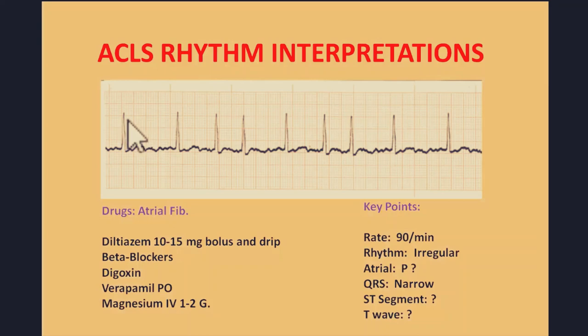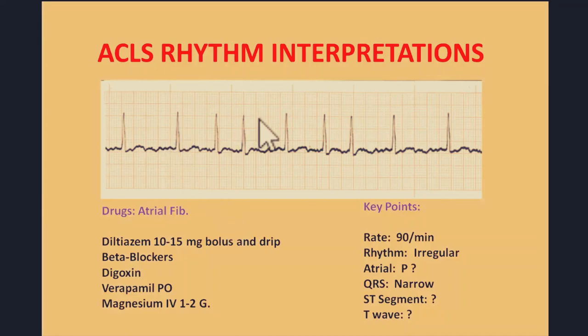So here we have 1, 2, 3, 4, 5, 6, 7, 8, 9. So we have 9 QRS complexes for 6 seconds duration. So the rate is 90 per minute. We do not see any discernible P waves. The QRS complexes are narrow. It's hard to determine the status of the ST and the T wave segments. And this is a classic example of atrial fibrillation with adequate ventricular response.